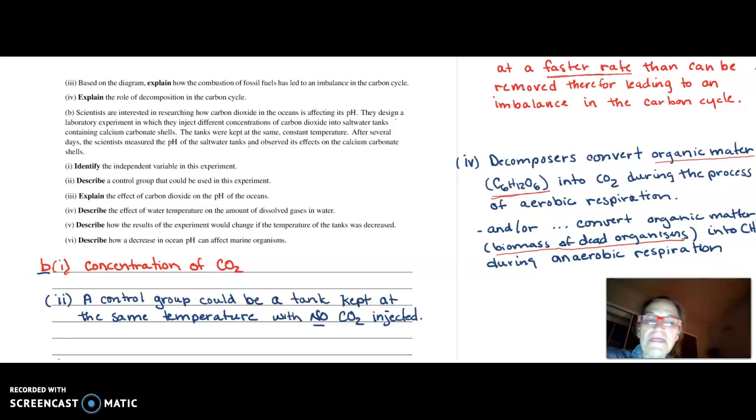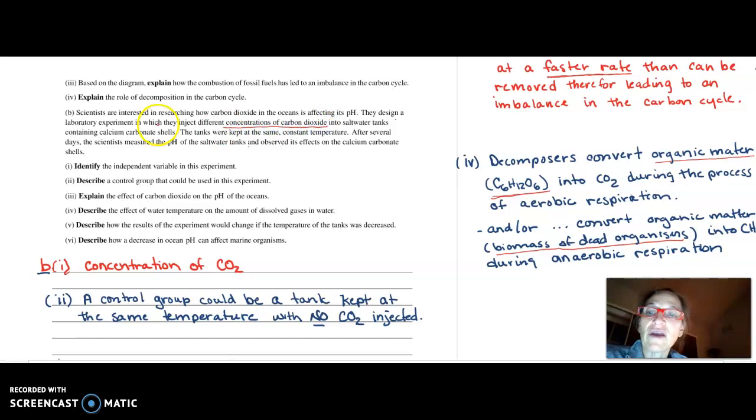When we go on to B, the first question, part B, is really targeting, do you understand the process of experimentation? And do you understand the components of the scientific method, how we work through science? And so it gives you a scenario. Scientists are interested in researching how carbon dioxide in the ocean is affecting pH. And so that's our independent and dependent variable. We're going to look at carbon dioxide and manipulate it to see how it affects pH, which is what we'll be measuring. They designed a laboratory experiment in which they inject different concentrations of carbon dioxide.